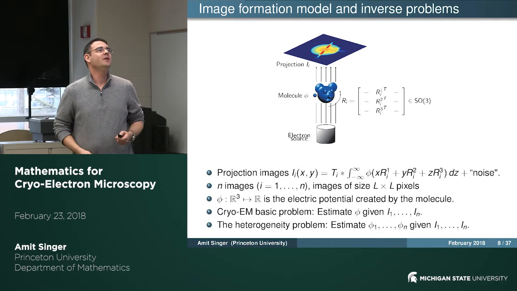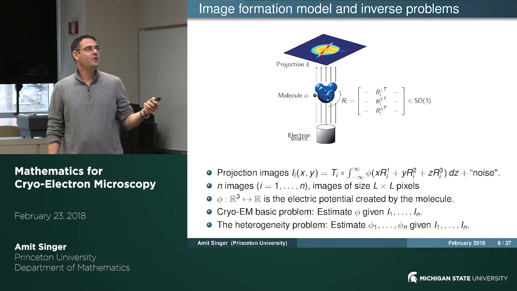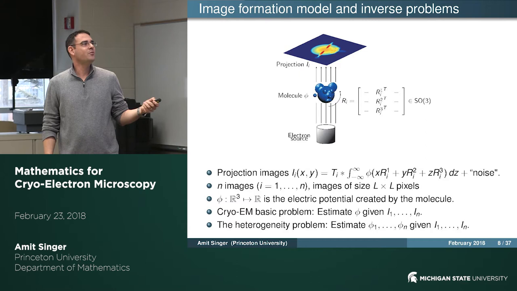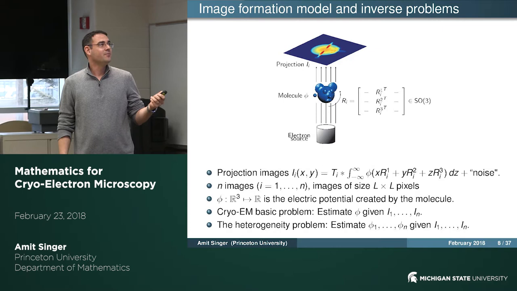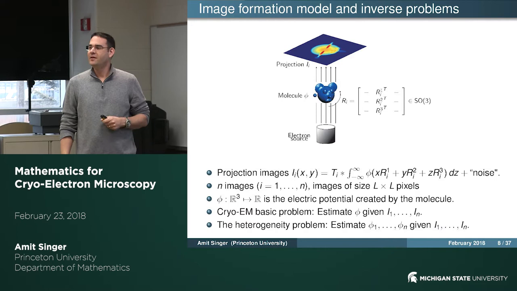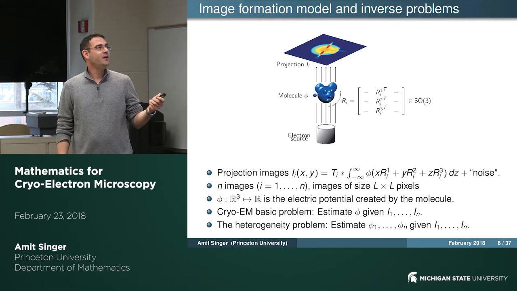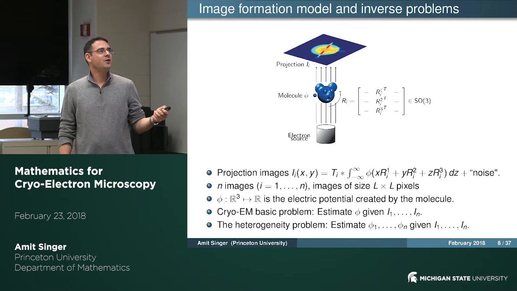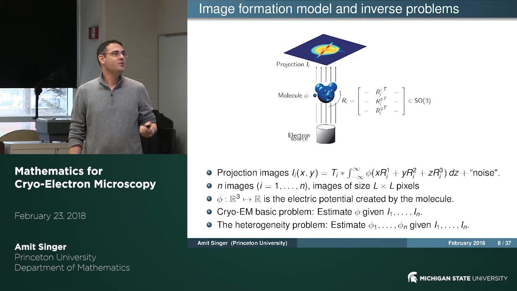So we have a molecule that we want to reconstruct, and the molecule is described by some electrostatic potential function phi. So phi is a function of x, y, and z, and it takes real values. And the measurements are projection images, n of them. And a projection image is a function of, say, x, y variables. So these are just a local coordinate system in the image plane. And the intensity in the x, y pixel is nothing but taking the integral of phi. But first you need to rotate phi by this unknown rotation. So the rotation, you can think of it as a 3x3 matrix, the rotation matrix, an element of the rotation group SO(3).